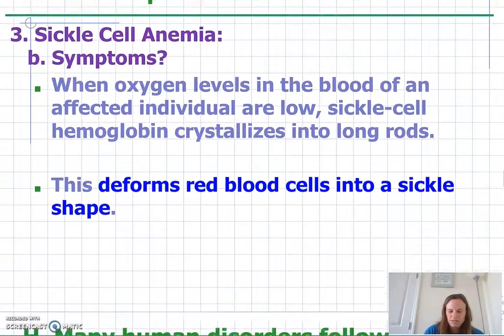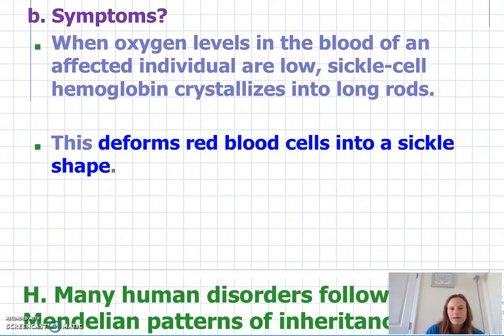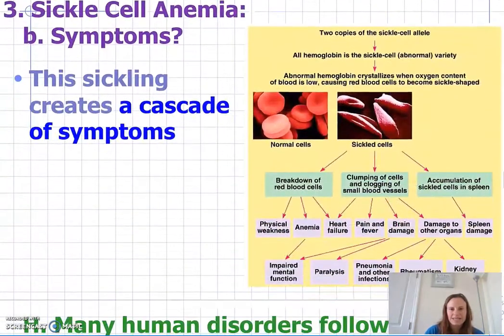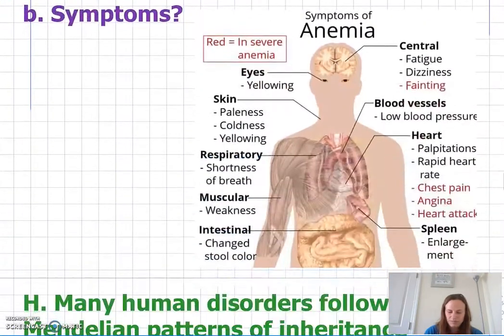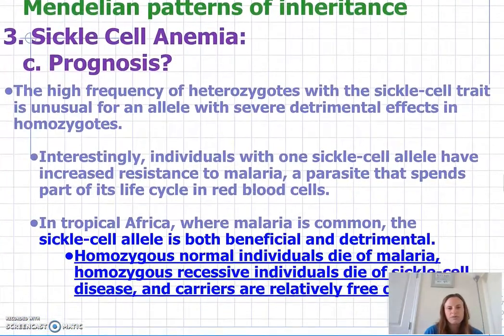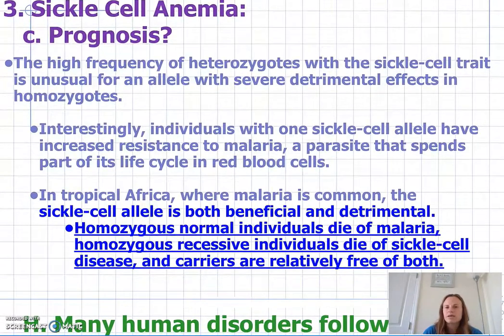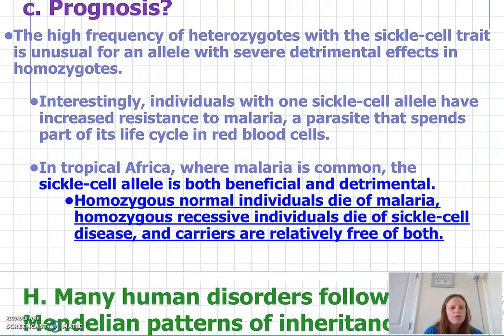So what are the symptoms of sickle cell anemia? Well, primarily what happens is your red blood cells are deformed. They kind of look like sickles, hence the name sickle cell anemia. And what that causes is a whole cascade of symptoms. The prognosis for people with sickle cell anemia is interesting because it depends on whether you're homozygous normal, heterozygous, or homozygous recessive. If you're homozygous normal, it means that if you live in an area where malaria is present, you could potentially die of malaria.